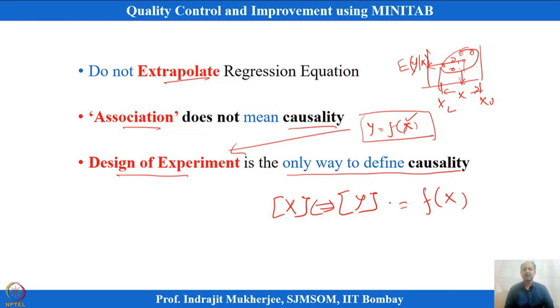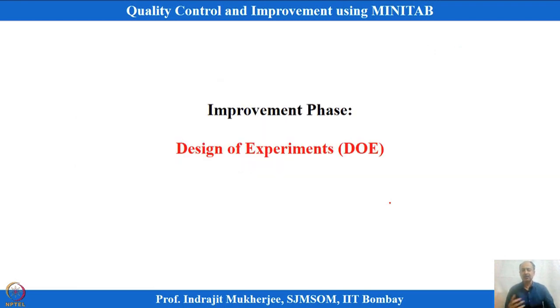So, what is required is a systematic way of variation, and then what comes is statistical experimentation, which is the improvement phase. Until and unless I have the right function, I cannot improve, I cannot reach the global optimal point or setting points like that. Okay, so design of experiment is the stepping stone for the improvement phase.